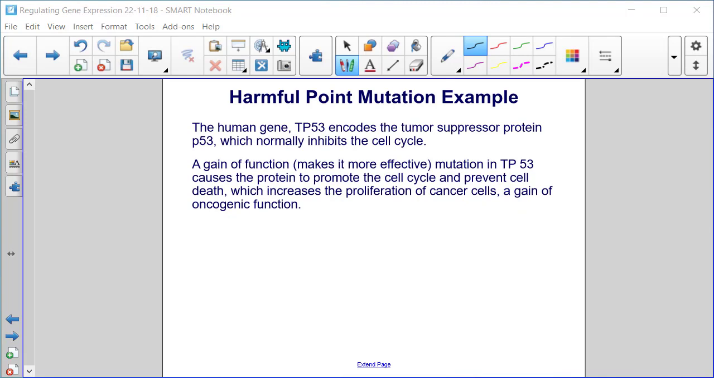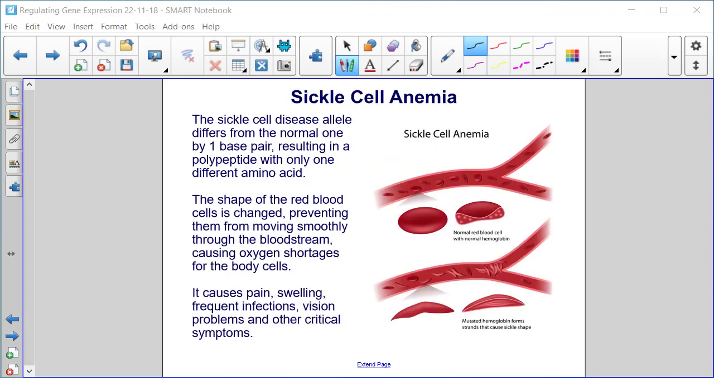Harmful point mutation example. The human gene TP53 encodes the tumor suppressor protein P53, which normally inhibits the cell cycle. A gain-of-function mutation, in other words, a mutation that makes it more effective in TP53, causes the protein to promote the cell cycle and prevent cell death, which increases the proliferation of cancer cells, a gain of oncogenic function.